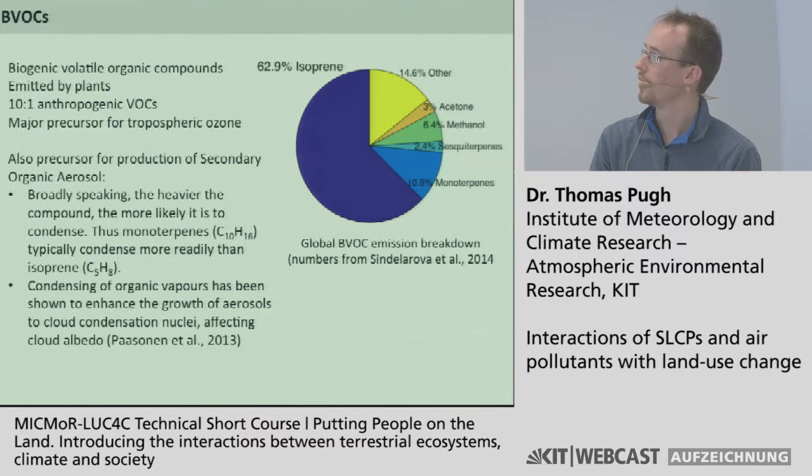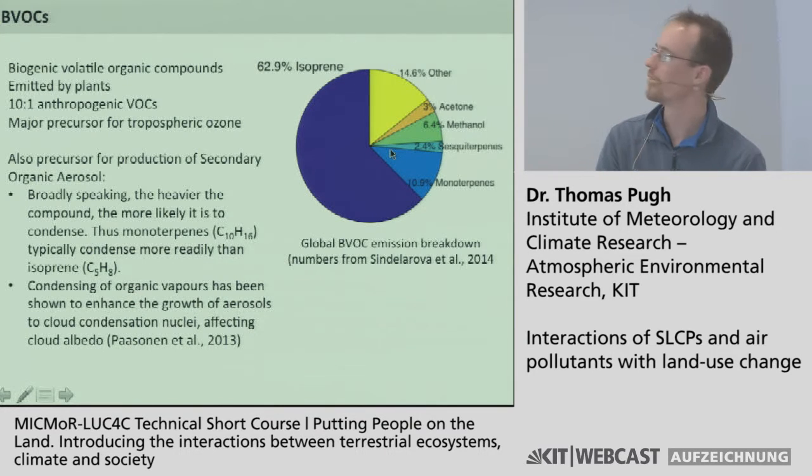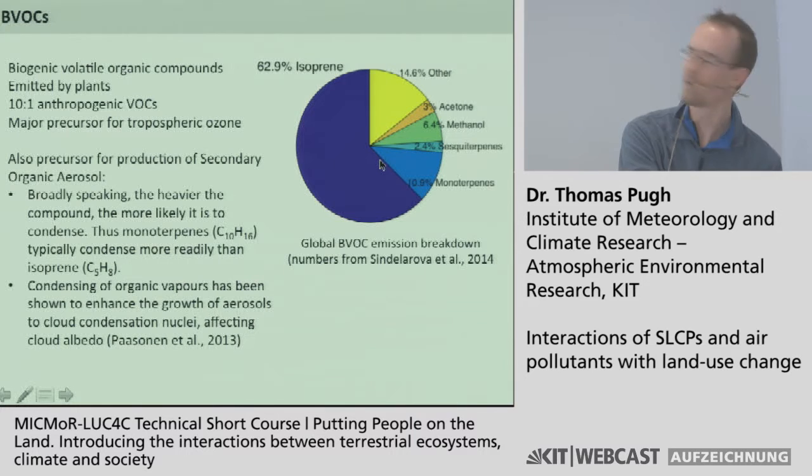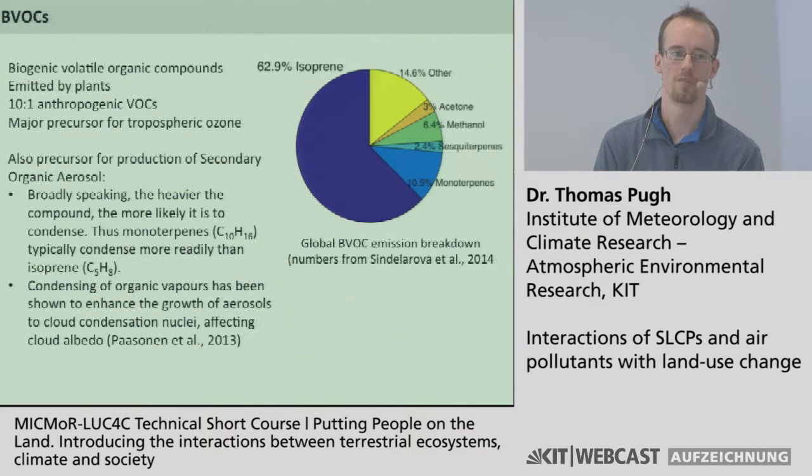It's also an important precursor for the production of secondary organic aerosol. Very, very broadly speaking, the heavier the compound is, the more likely it is to condense and form an aerosol. So if we look at this breakdown of global BVOC emissions by compound, you can see there's one compound that pretty much dominates everything, and that's isoprene, which is a molecule, C5H8. It's one of the lightest VOCs, and it doesn't have a great potential to form aerosol.